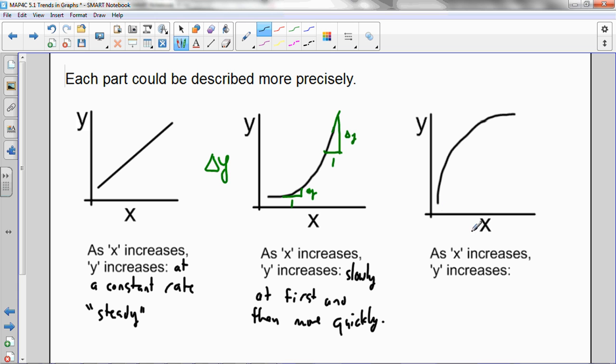And the last one is the opposite. It increases quickly at first, but then more slowly.